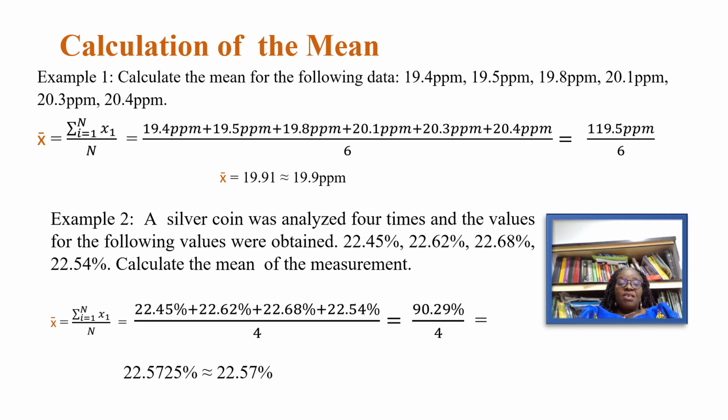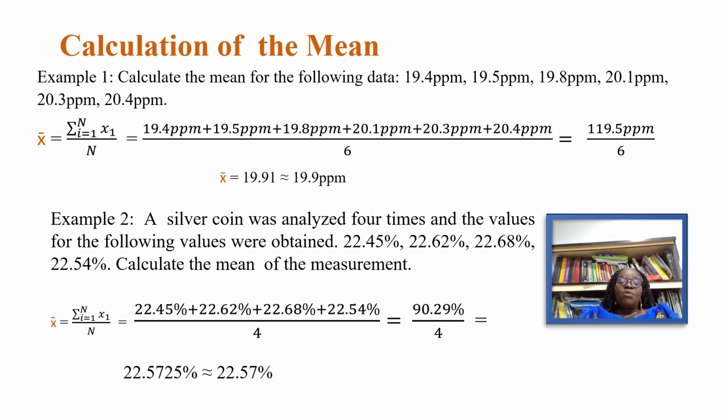Calculation of the mean. If we are told to calculate the mean for the following data: 19.4 ppm, 19.5 ppm, 19.8 ppm, 20.1 ppm, 20.3 ppm, and 20.4 ppm. We'll place the formula S-bar equals summation i equals 1 to n of Si all over n. We know that we are going to take the sum of all the values from 19.4 to 20.4 ppm, and we divide it by 6. When we do that, we will have 119.5 ppm over 6.